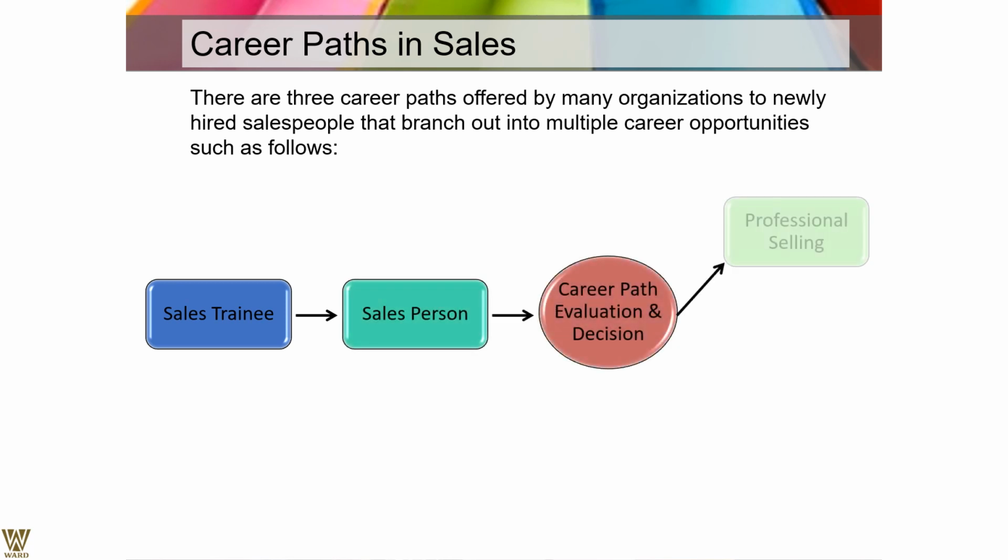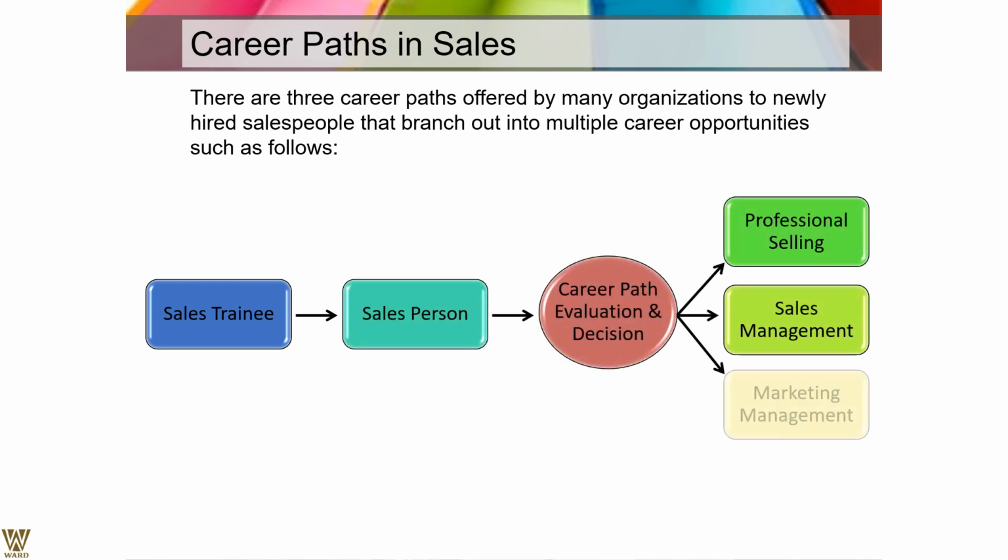So, the career path in sales. There are three career paths, if I may say so. As a sales trainee, then you become a salesperson, which comes with an evaluation. You can go into professional selling, you can be a manager of a sales team, sales product, or marketing management. So this is the career that can be chosen.